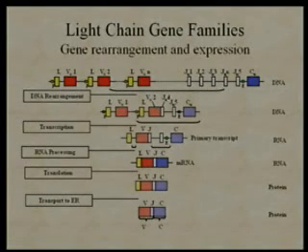When this cell makes a heavy chain, then that will assemble with the light chain. Okay? The heavy chain will assemble with that light chain, make an immunoglobulin molecule, and ship it off to the surface of the cell to be displayed on the surface of the cell. Okay?